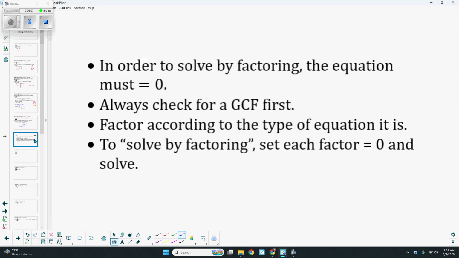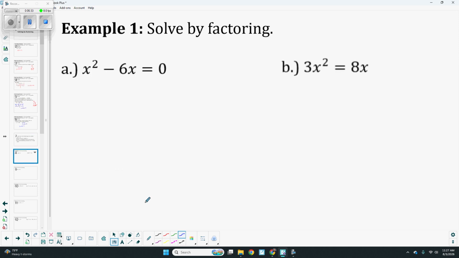So now to solve by factoring, the equation must be equal to 0. We're always going to check for a GCF first. We're going to factor according to the type of equation that it is. And then once we've factored it, we set each of the factors equal to 0 and solve. It's called the zero product property. The fact that 0 times anything will give you 0. So as long as one factor equals 0, the whole thing equals 0.